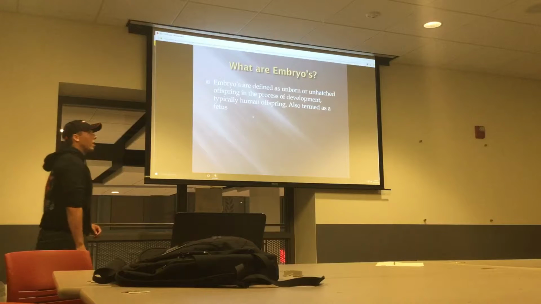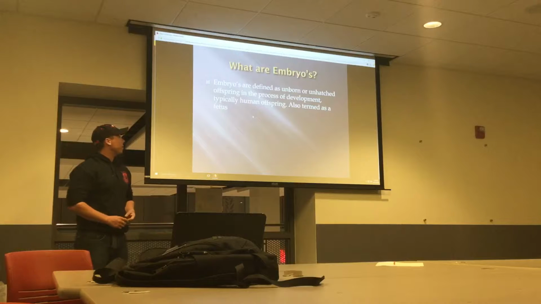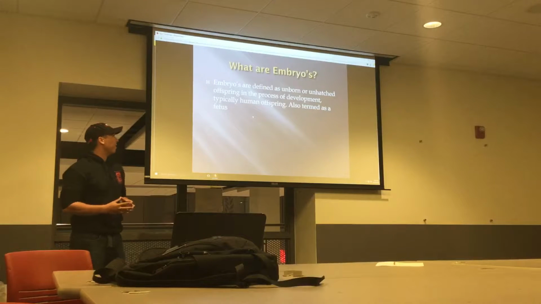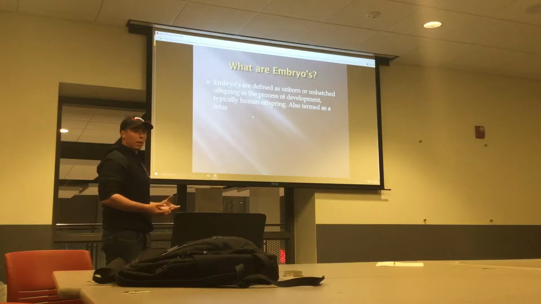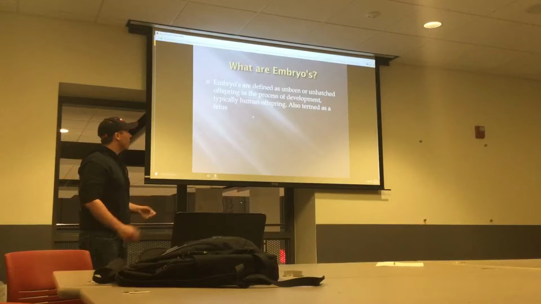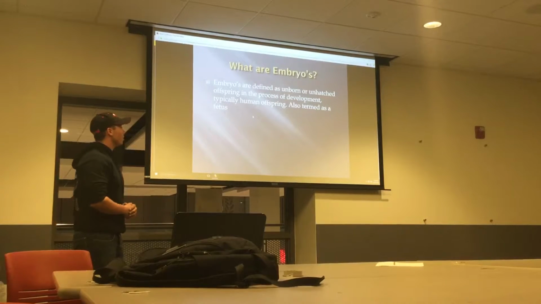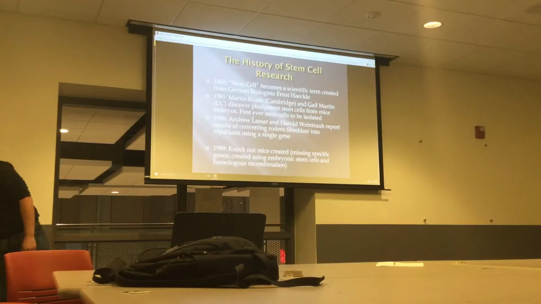So what is an embryo? An embryo is basically defined as an unborn or unhatched offspring in the process of development. Typically, it's used for human offspring. However, we have used lab rats a lot, because we're not going to use humans in the lab. You can also use the term fetus. That is the proper scientific term.